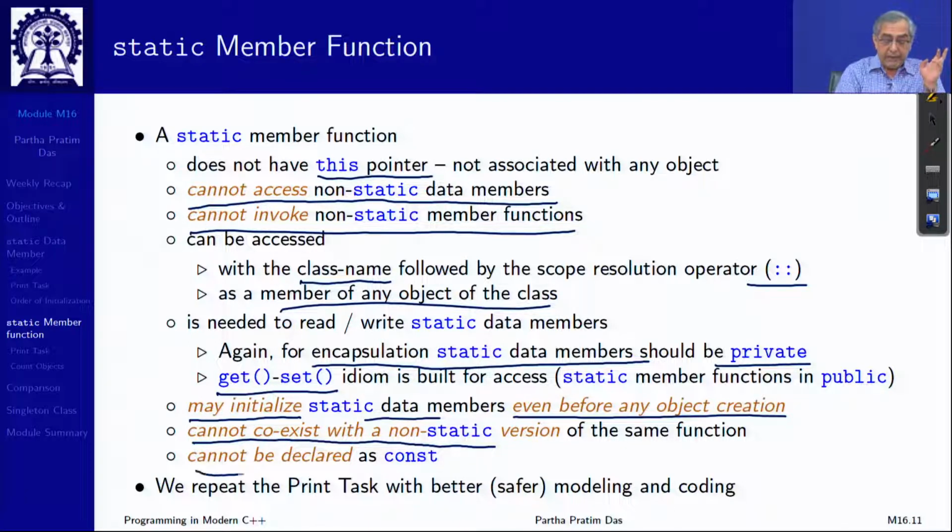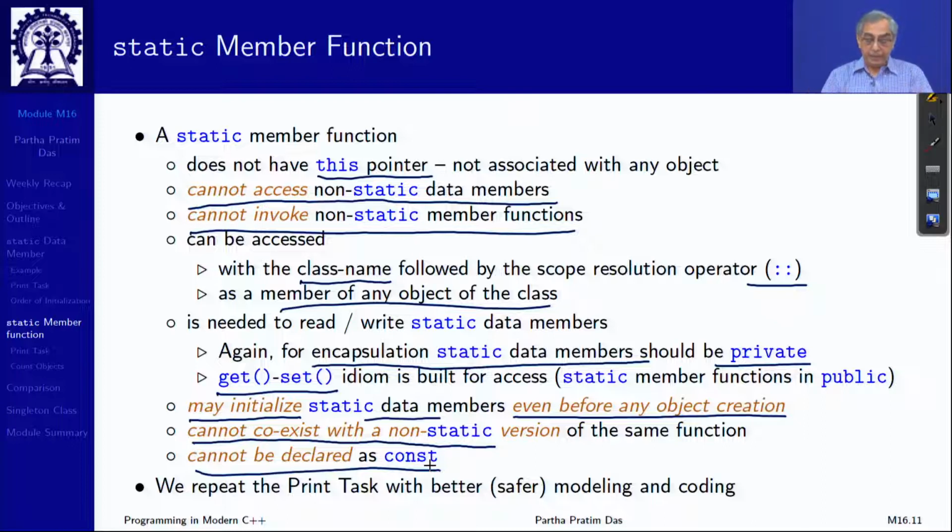Similarly, static member functions cannot be declared as const, which you will understand by now, because the consequence of declaring a member function const is to actually change the type of this pointer, which becomes now a pointer to a constant object. But since static member functions have no this pointer, there is no semantic sense of saying that a static member function is constant.